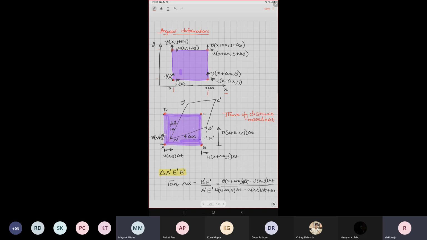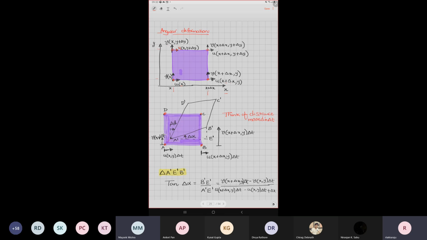So this point is subjected to u at a given location x. This point is subjected to u at x plus delta x comma y, continuous functions. And this point is moving in the y direction with a velocity v at x location. And this point is moving with a velocity v at x comma y plus delta y. And this is moving in the horizontal direction with a velocity u at x comma y plus delta y.